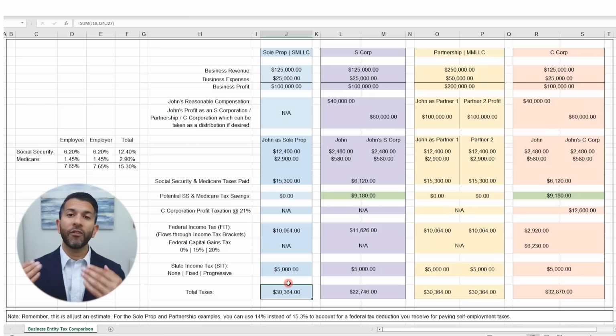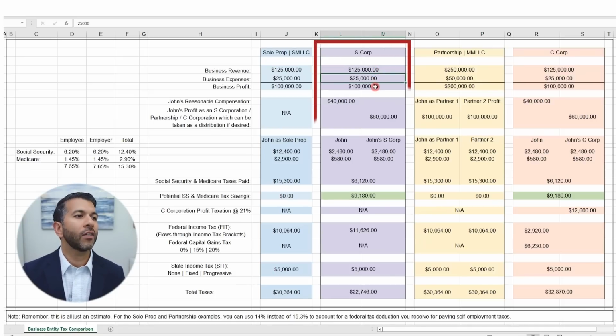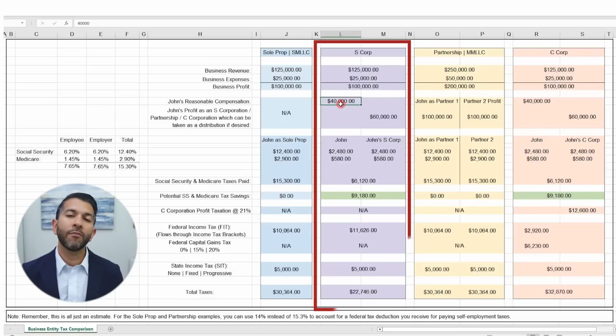I'm going to go a little bit faster now that you have that foundational understanding. Let's look at the S corporation. So the same thing happened at the S corporation. You had $125,000 in revenue, $25,000 in expenses, $100,000 of profit. But look what starts to differ here. With the S corporation, the reason why I mentioned earlier that this is a strategy to help save money in Social Security and Medicare taxes is as follows.